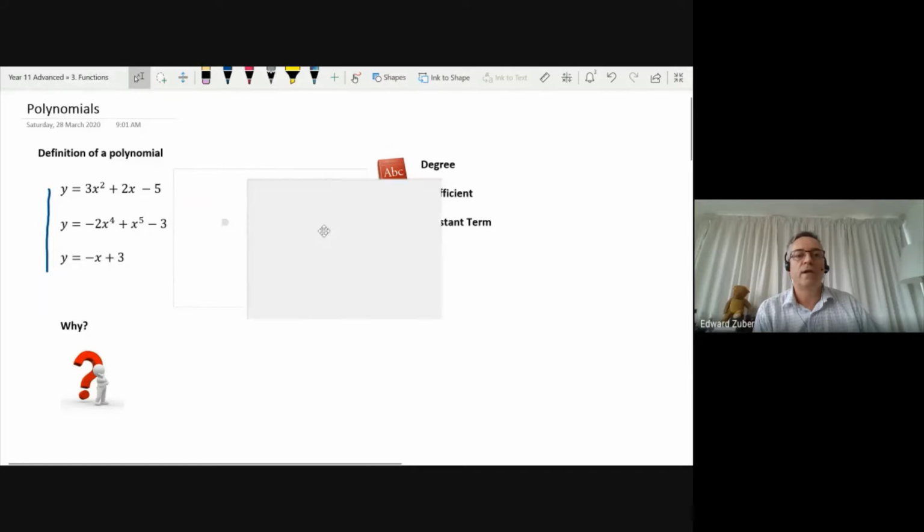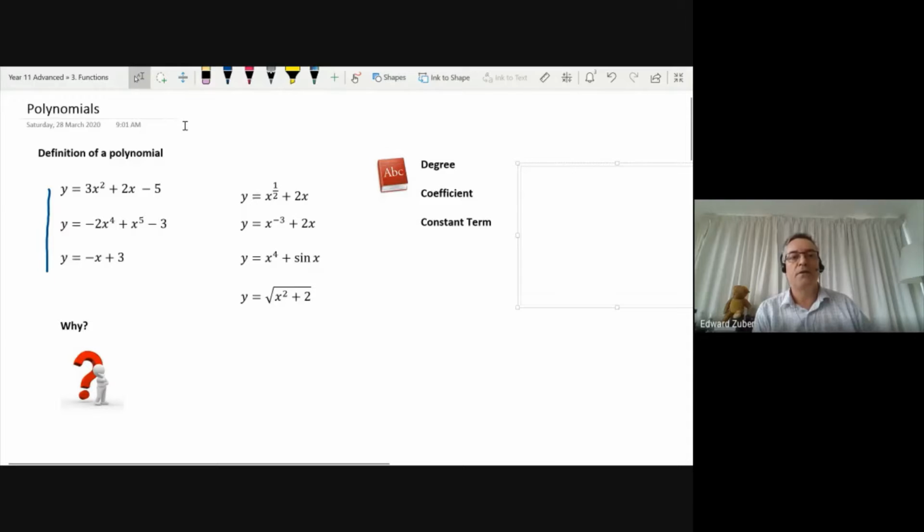Now let's have a look at another group of functions, and I'm going to tell you that these are not polynomials. So I'll just write that here. These are not polynomials. See if you can see what's different about these compared to these. I think you see it. It's about the powers of x. So here we have a power of 2, a power of 4, a power of 5, and I hope you can see a power of 1. So the powers all seem to be positive there.